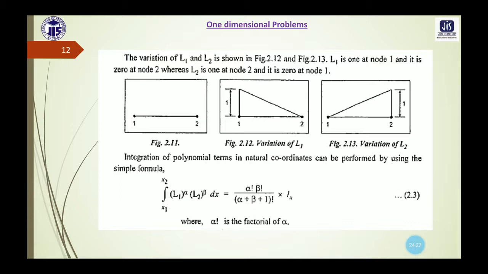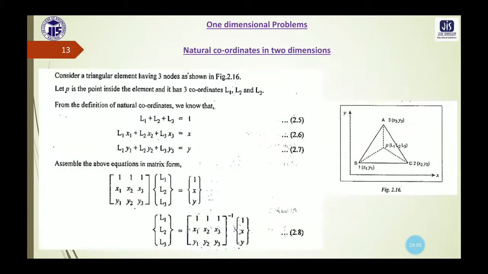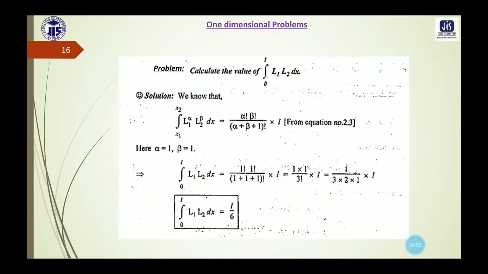Here we have seen equation number 2.3. This was the representation: the integration from x1 to x2 of L1 to the power alpha, L2 to the power beta dx, equals factorial alpha into factorial beta divided by factorial of alpha plus beta plus 1, multiplied by Lx. This formula we will now use in the second numerical.